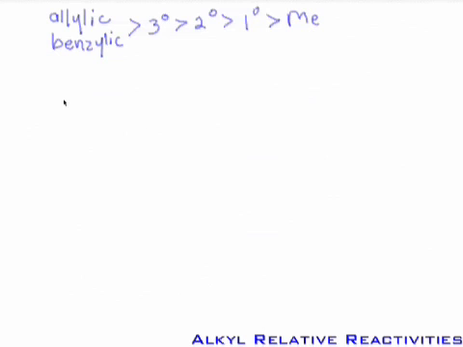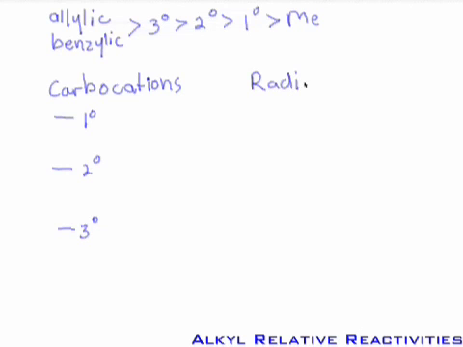And while the trend for carbocation stability, tertiary was more stable than secondary, was more stable than primary. If you did the same thing for radicals, and you put tertiary down here, secondaries, the energy difference between them is smaller.